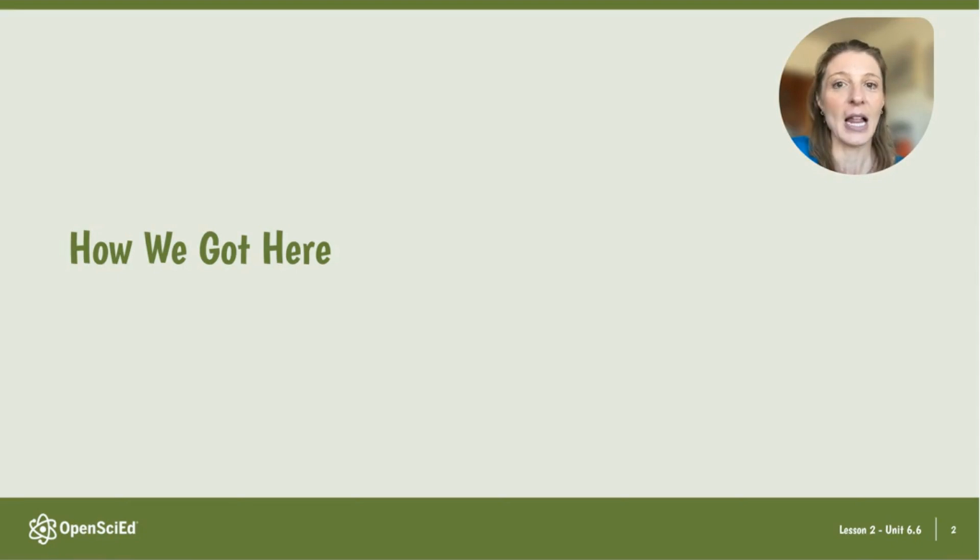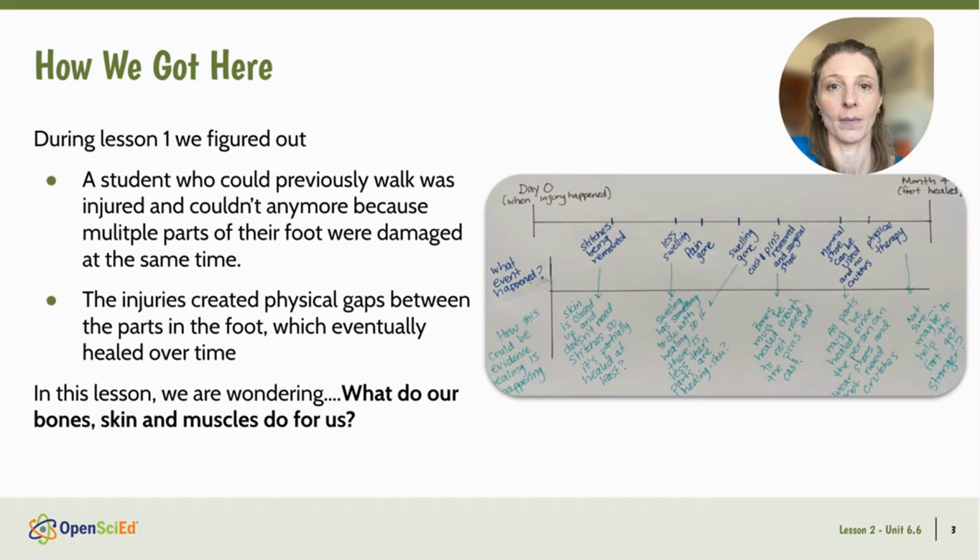To ground ourselves, let's look at where we've been. During lesson 1, we figured out a student was injured and couldn't walk because multiple parts of their foot, like the skin, bone, and muscle, were damaged at the same time. These injuries created physical gaps between the parts in the foot, which eventually healed, though some parts took much longer than others. Now, we need to answer our lesson 2 question. What do our bones, skin, and muscle do for us? We are moving from observing the injury to investigating how these parts actually work together to make movement happen.